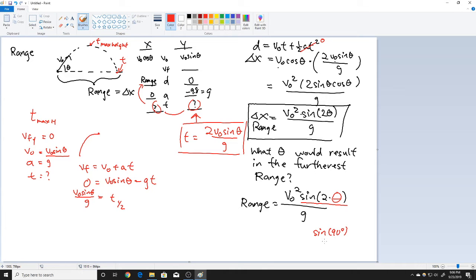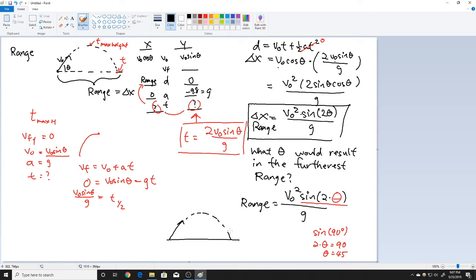So therefore, what should we pick for theta? Well, 2 times theta should give you 90. Therefore, the angle you should pick is 45. So if you launch an object at 45 degrees, it will land at the furthest possible range, assuming that you're landing once again horizontally on a flat surface.